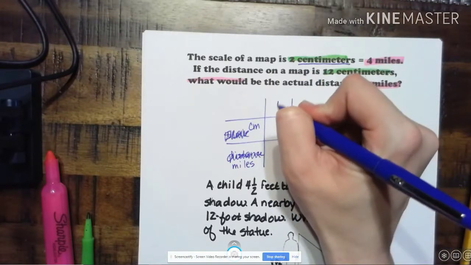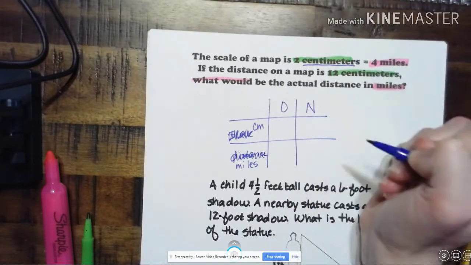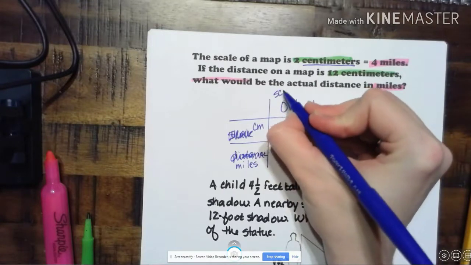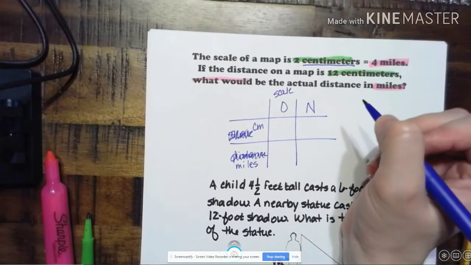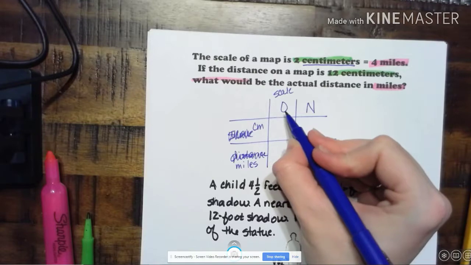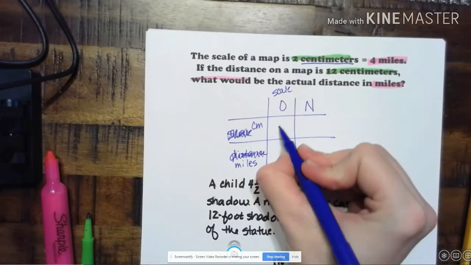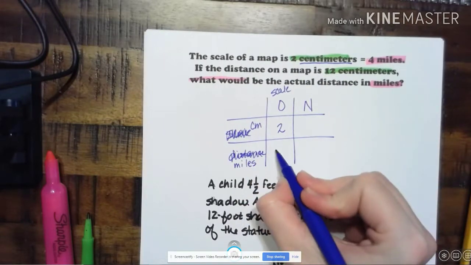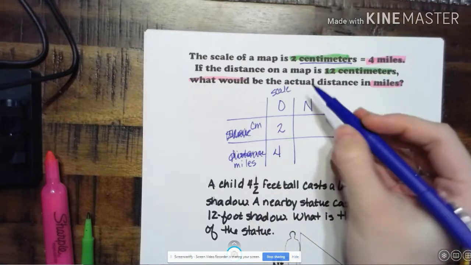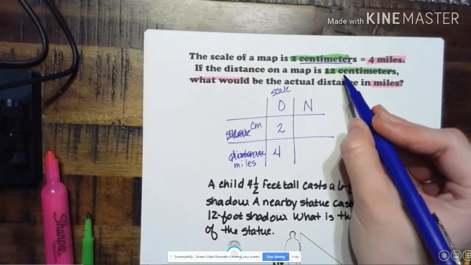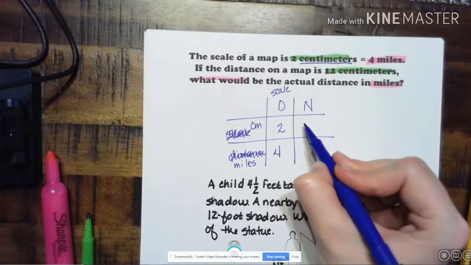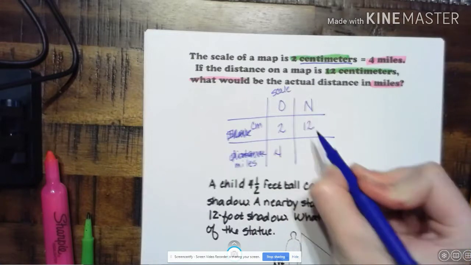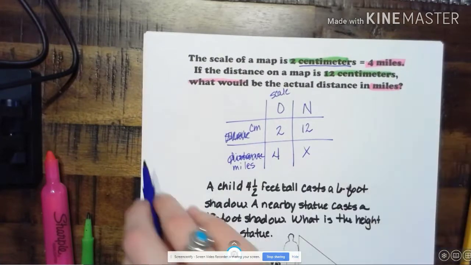So again, I have my original, I have my new. Sometimes we'll write even the scale up here. This is the scale that they give me. So the original amount of centimeters is 2. The original amount of miles is 4. And then the distance on the map is 12 centimeters. So I know centimeters has to go in this row. And then I'm looking for miles.